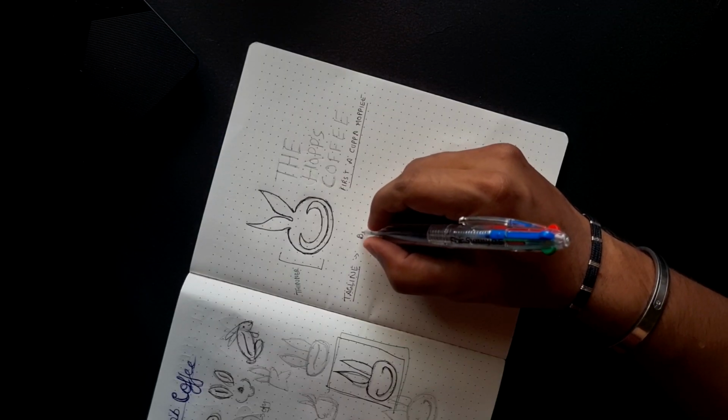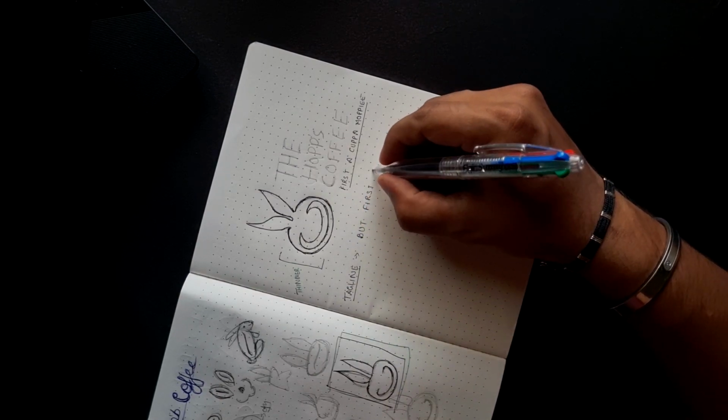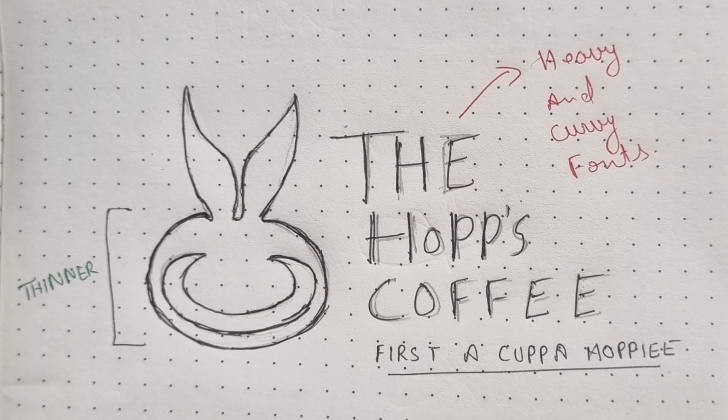Once I'm happy with the sketch and I'm sure that this is the one that I want to go with, I import it to my laptop and start with Adobe Illustrator to vectorize it.